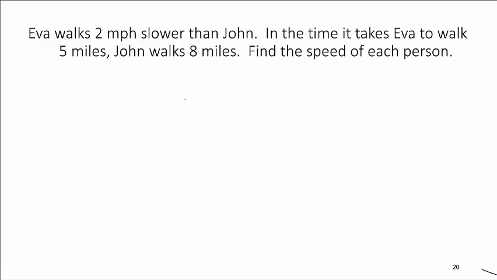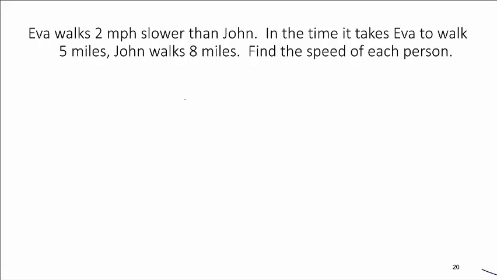Eva walks 2 miles per hour slower than John. In the time it takes Eva to walk 5 miles, John walks 8 miles. Find the speed of each person. When we're talking about miles per hour and you're given some information about in the time it takes Eva to do something, John does something else, that gives you some indication that we're going to be using that d equals rt model.